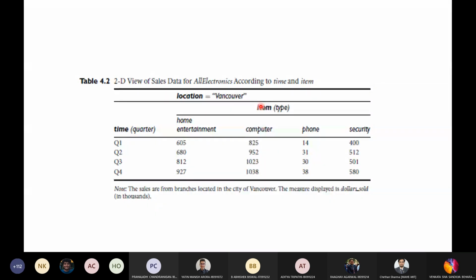If you want to view the same data in 3D, this table gives the view of sales data with a third dimension. Okay. So it's like we want to see the data according to time, item, as well as location. So there are 3 dimensions involved: time, item, and location. So this particular table gives you the 3D view of the sales database.